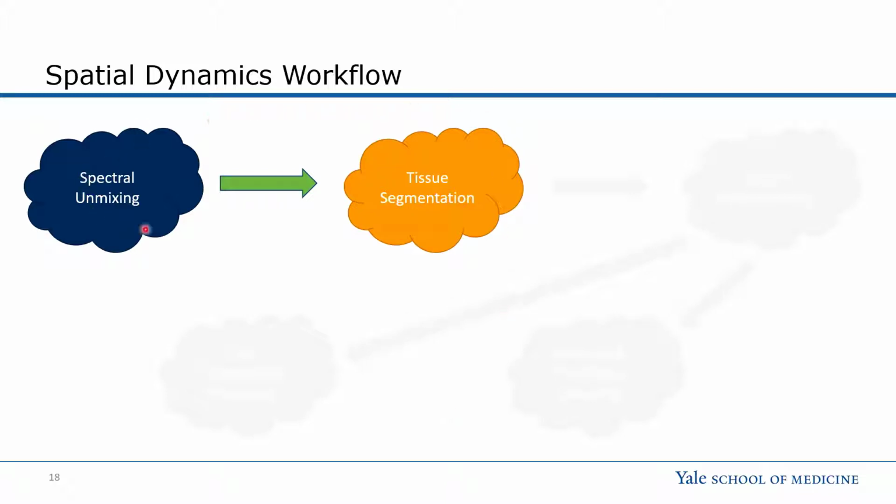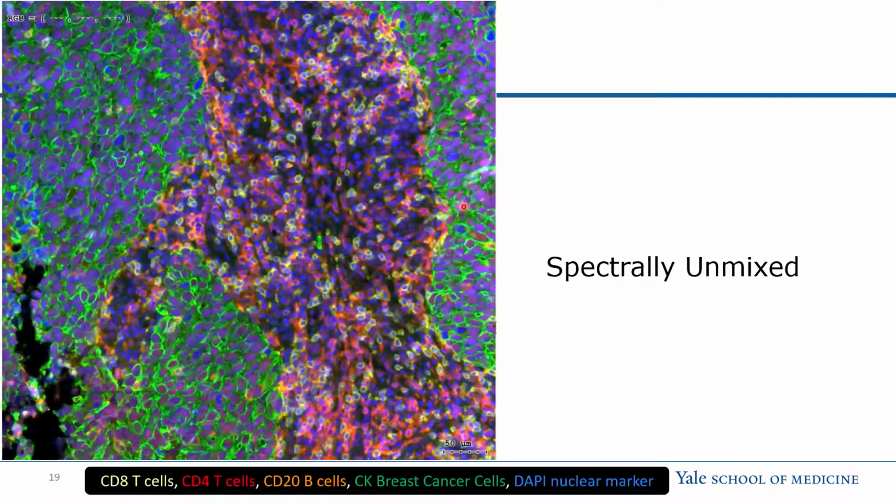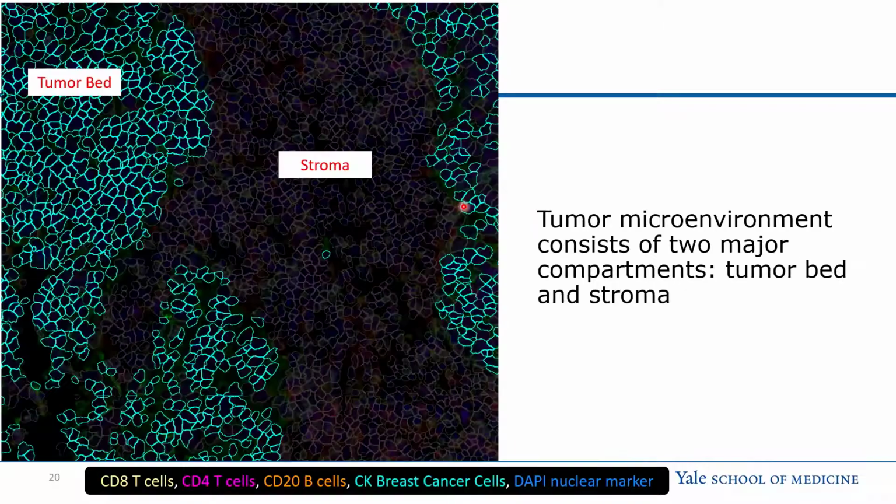So we start out with these two processes, the spectral unmixing and the tissue segmentation. I will not go into the details of the spectral unmixing because we've already discussed this. But what I will talk about is the tissue segmentation. As I mentioned, the tumor microenvironment consists of two major compartments. One that I show here is the tumor bed, highlighted in green, and the stroma, which contains the immune cells, as well as fibroblasts and other stromal components. These are the key components that interact to resolve the tumor.